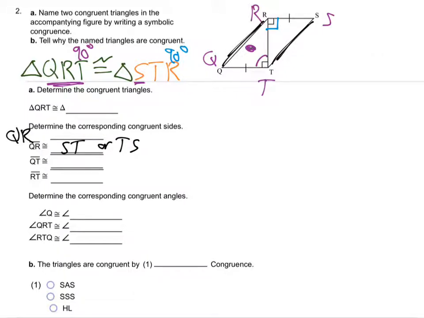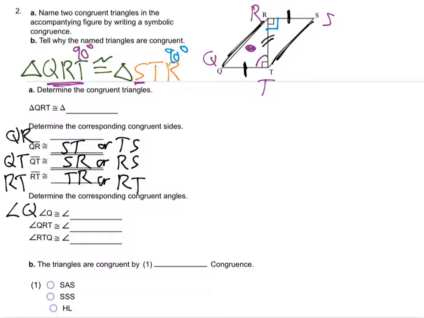And QT, which is here, is the same as what? SR or RS, either way. And finally, RT, that's right here. RT is the same as TR, or you could just say RT again. Either way. It's the same as itself, right? It corresponds with itself. And then they come down here and do angles.